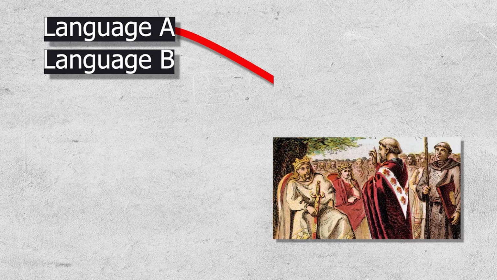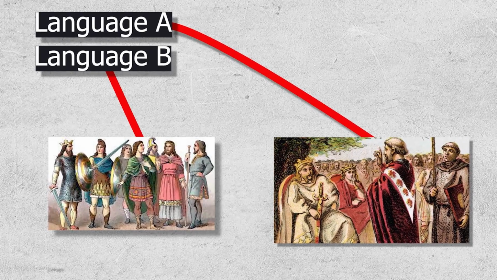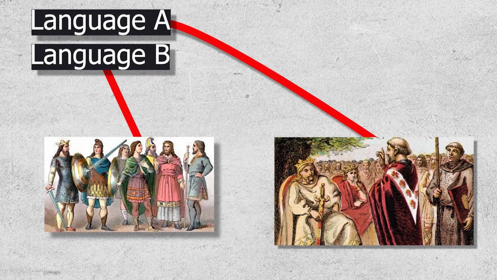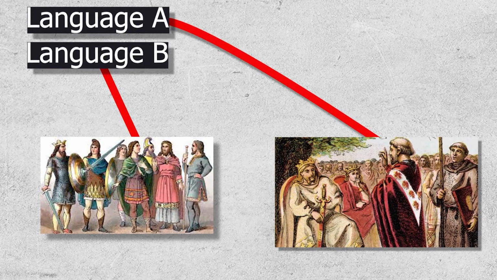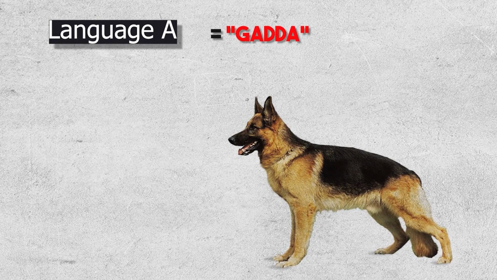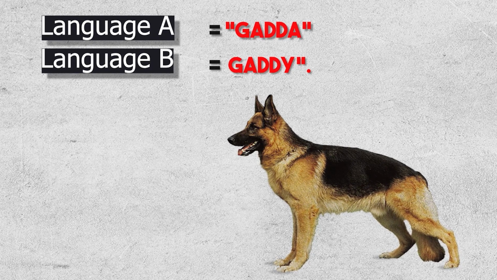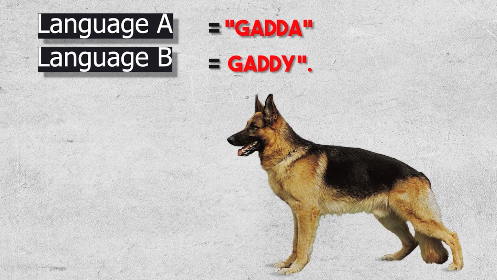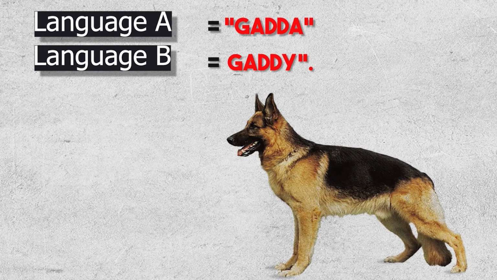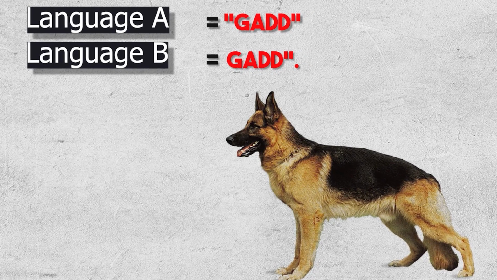Let's imagine that there are two languages, language A and language B. The people who speak language A decide to go and live in the same area as the people who speak language B. The two languages are similar but not exactly the same. The word for dog in language A is gada, while the word for dog in language B is gadi. After a while of trying to communicate with each other, the speakers just decide it is easier to drop the final A or I and agree that the word for dog is just gad.